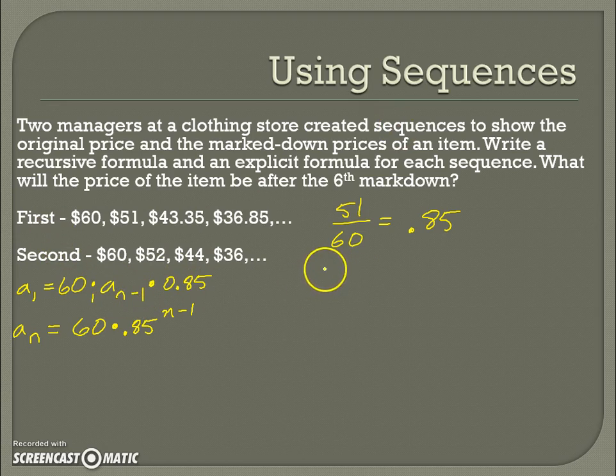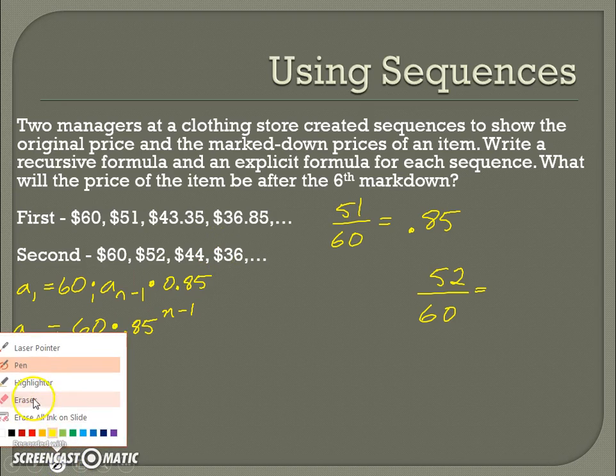Let's go ahead and get the second in here. Now notice here, if I do 52 divided by 60, 52 divided by 60 equals 0.86 repeating. Now if I try the next one, 44 divided by 52, I get 0.846 instead of 0.86. So this does not have a common ratio. In fact, you kind of start seeing here, this is minus 8, minus 8, minus 8. So this one is not going to be a geometric sequence. This is an arithmetic sequence.